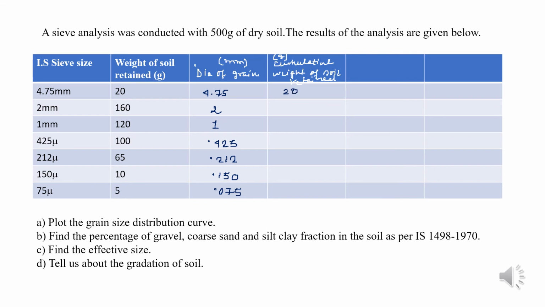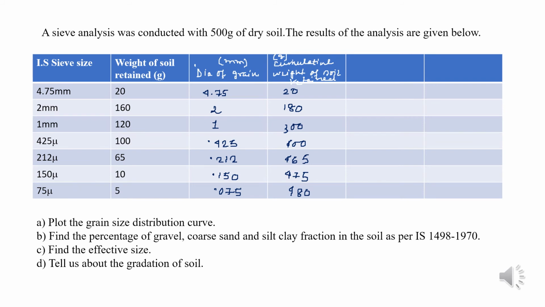So this is my 20 gram as it is. Now the cumulative for the next will be 160 plus 20, then it's 180. Next is 120 plus 160 plus 20, that is 300. Next is 100 plus 120 plus 160 plus 20, that is 400. Next is 65 plus 100 plus 120 plus 160 plus 20, that is 465, and accordingly we calculate the rest. It's 475, and this is my 480.